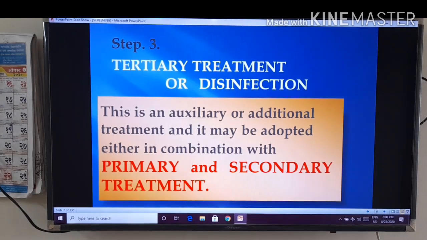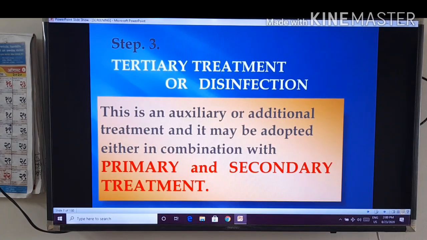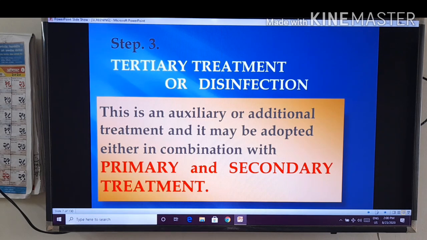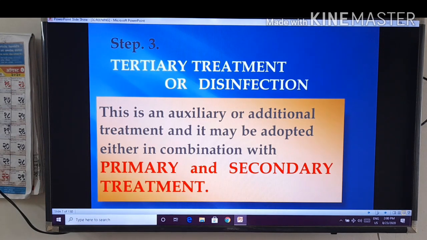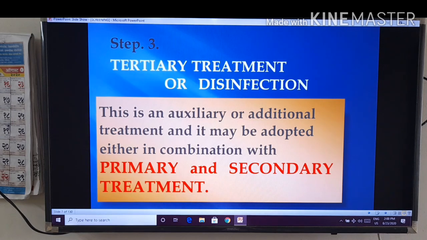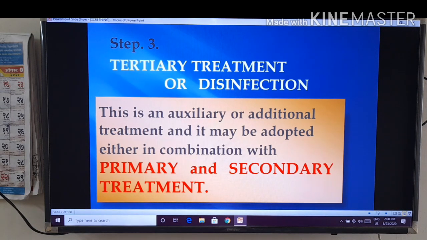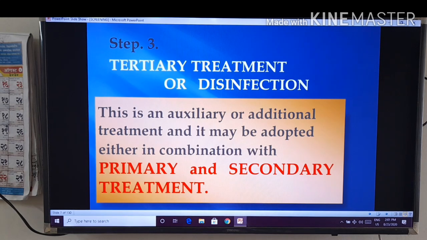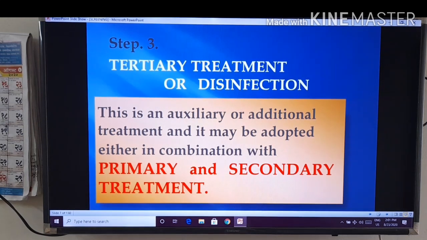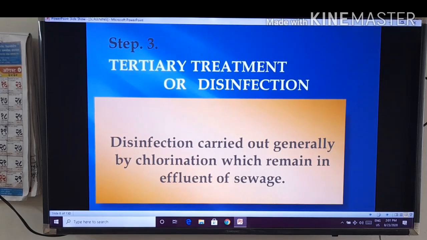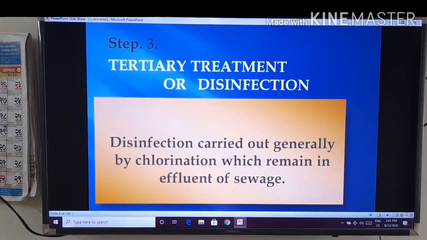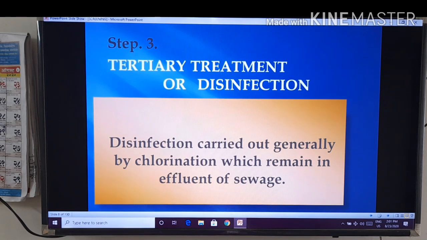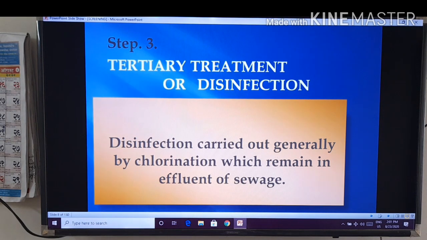Step 3, tertiary treatment or disinfection. This is an auxiliary or additional treatment, and it may be adopted either in combination with primary and secondary treatment. Right? Disinfection is carried out generally by chlorination, which remains in the effluent of sewage.